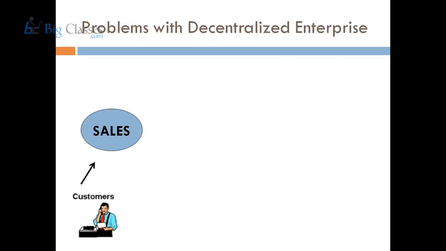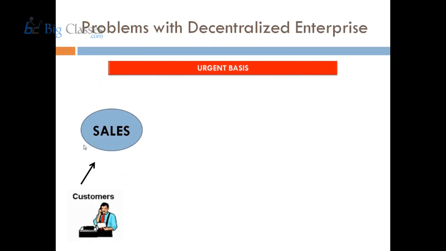Let's take the same example. For example, in this situation, if I run this process with a decentralized system, then what happens? Let's say the customer is calling the sales department on a very urgent basis. Right now he says that I want 500 pieces on an immediate basis. Do you have stock?